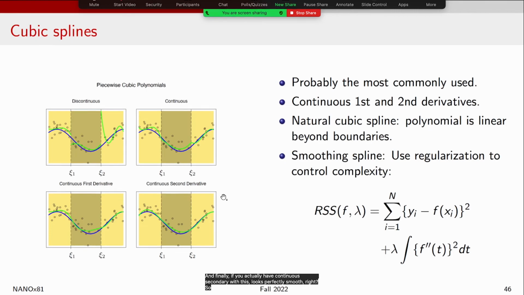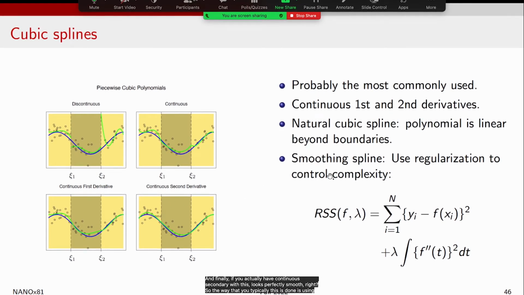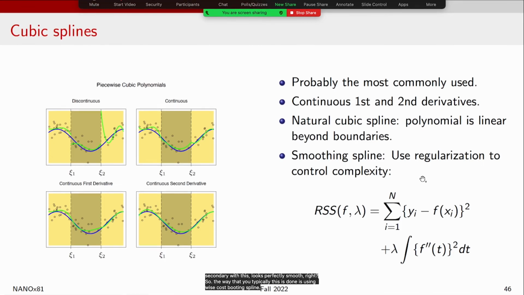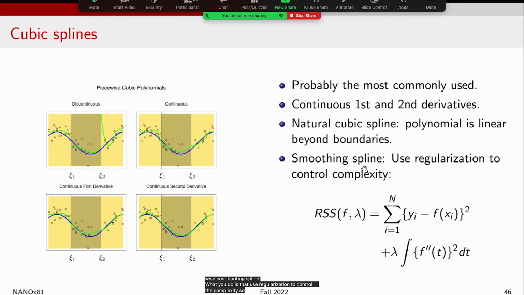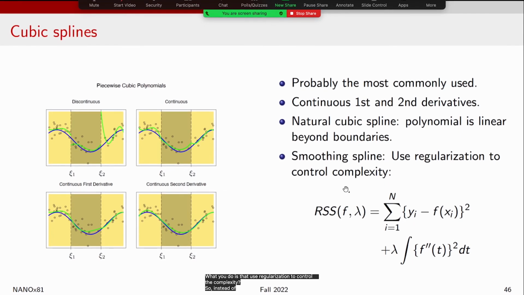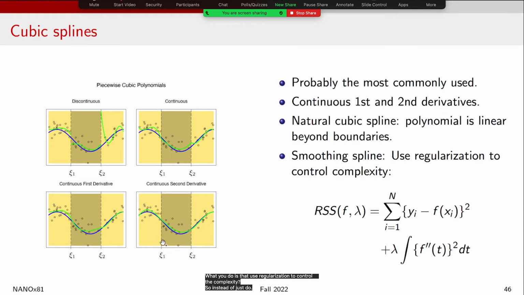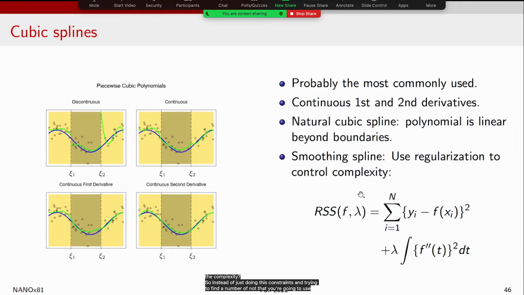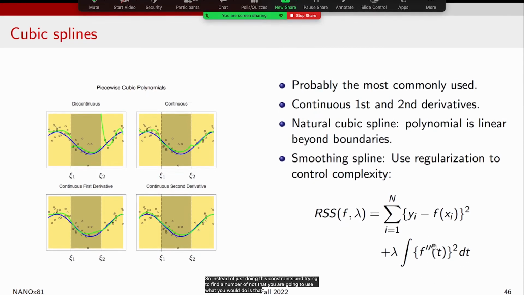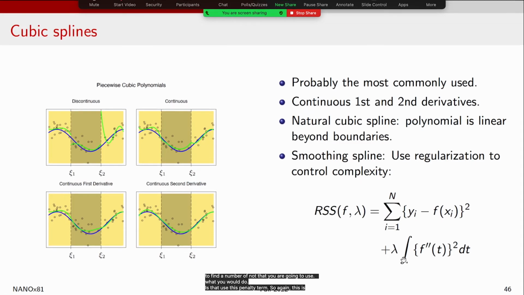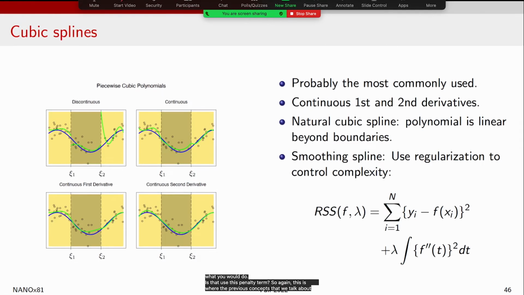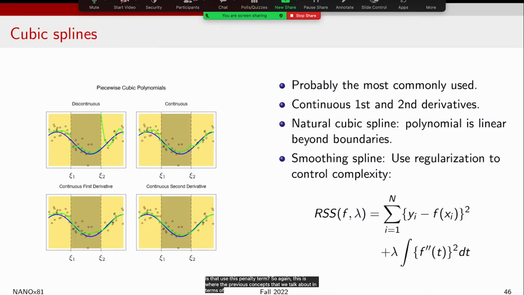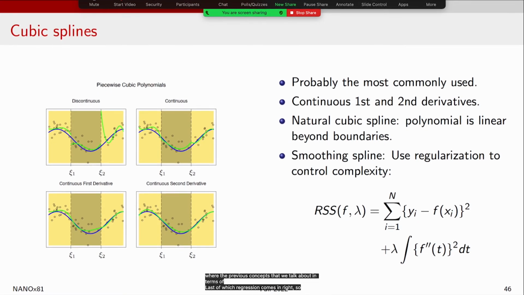The way that this is typically done is using what is called a smoothing spline. What you would do is use regularization to control the complexity. So instead of just doing these constraints and trying to find the number of knots that you're going to use, you then use this penalty term. So again, this is where the previous concepts that we talked about in terms of Lasso and ridge regression come in, right? So again, this is a very common concept when we use regularization in machine learning.